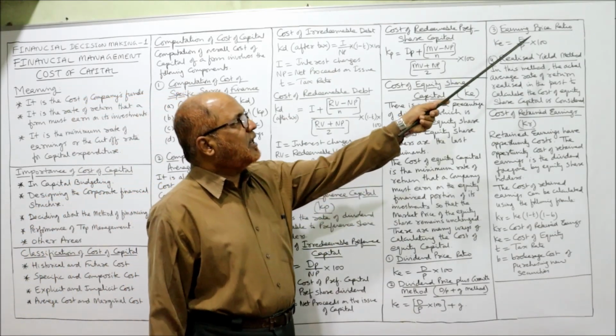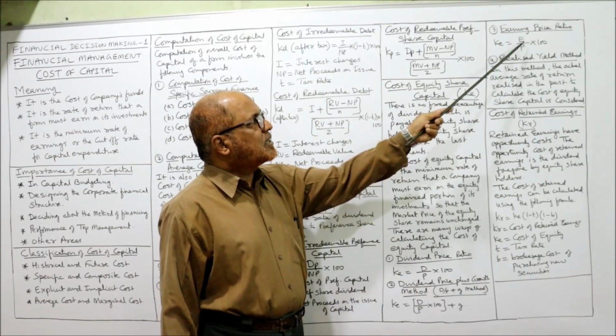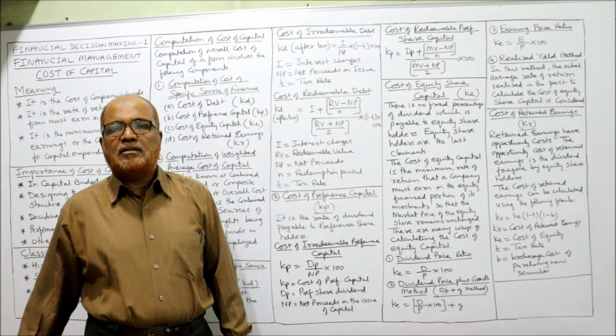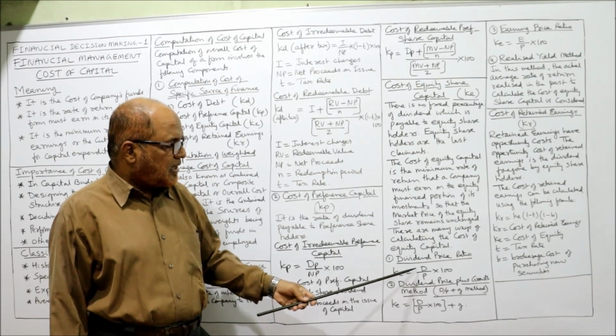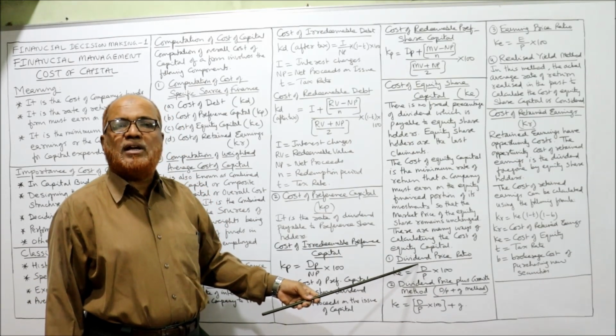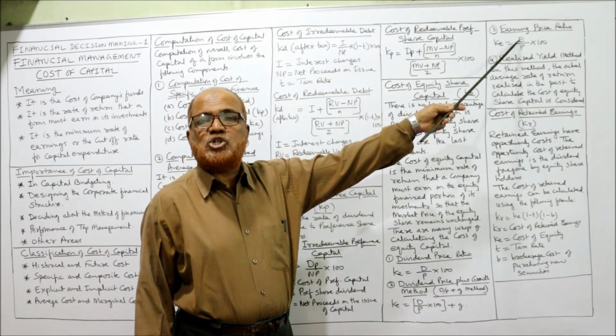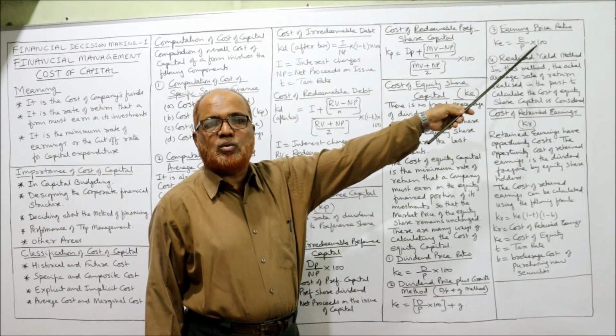The third method is the earning price ratio. K is equal to E by P into 100. E stands for earnings. So in the DP approach, we have taken D as the numerator. In the EP approach, we will take earnings per share divided by market price per share into 100.